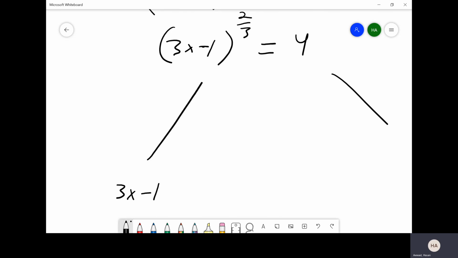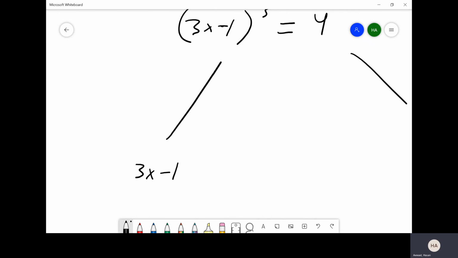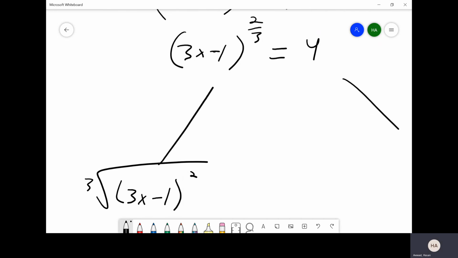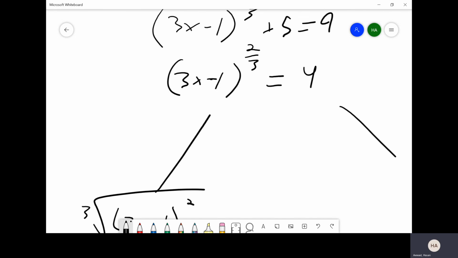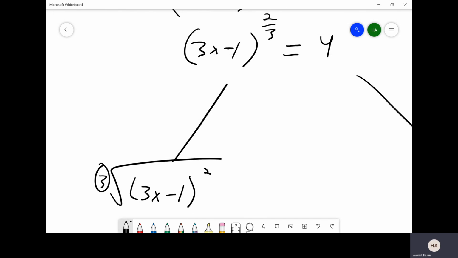I think personally it makes more sense to do the cube root on the outside. So we'll have the cube root on the outside, which means that we have 3x minus 1 squared, cube root on the outside, right? And where am I getting this from? Well, I'm getting this square from our numerator, the numerator of our fraction. And then the denominator of our fraction in the exponent implies the index of our radical. So in this case, it's going to be a cube root because the denominator was 3.